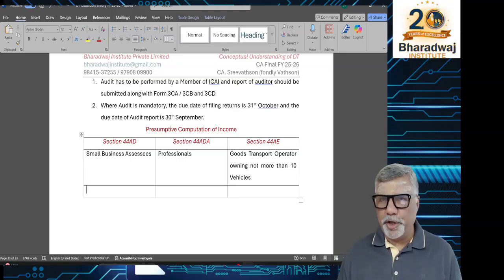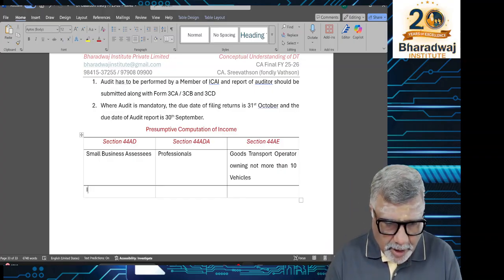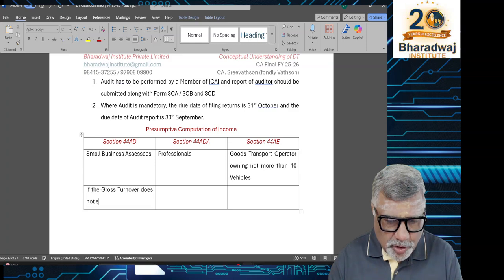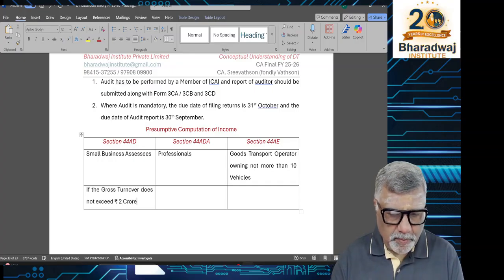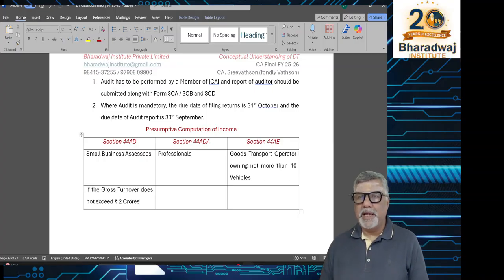Okay, first I'm going to do 44AD now. If the gross turnover does not exceed rupees 2 crores, then you can opt for presumptive computation.